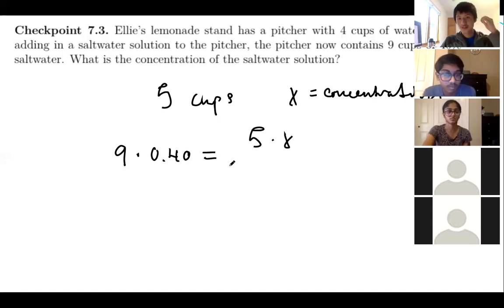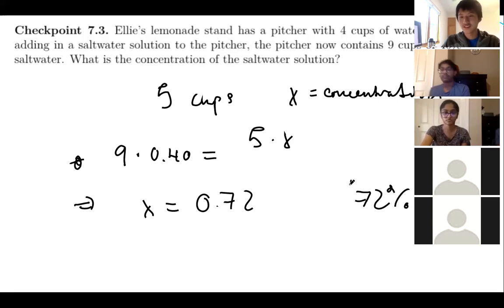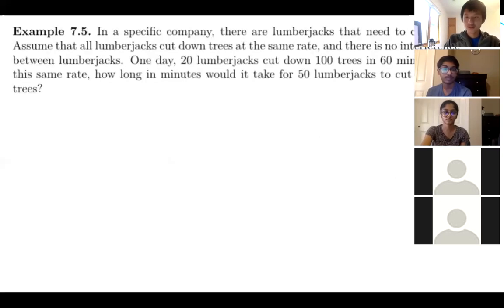So that means we have this equation for X, and if we solve for X, we get 0.72. So the concentration of the saltwater solution is 72%. Okay.